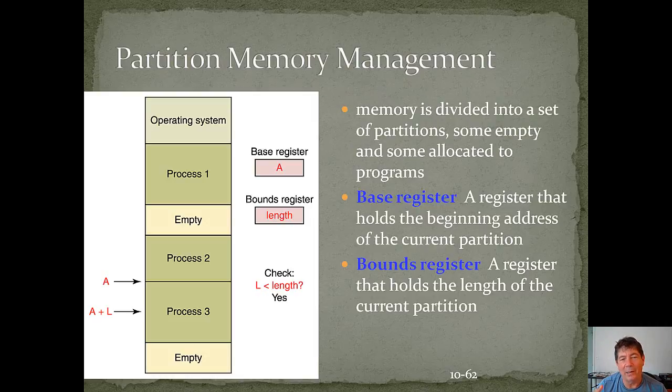So here you have the operating system. You have process 1. There might be an empty block, just depending on how it was allocated. Process 2, process 3, and more empty space. So the operating system manages where these are in physical memory. Potentially, this empty space was filled with another process at one point, but when those processes were closed or exited, this was just left as empty memory. So memory is divided into a set of partitions, some empty and some allocated.